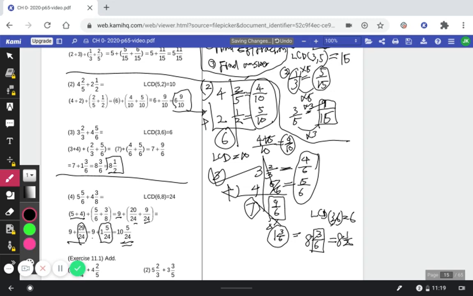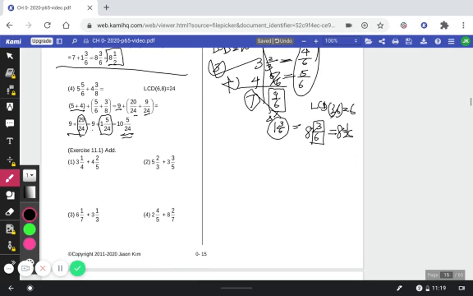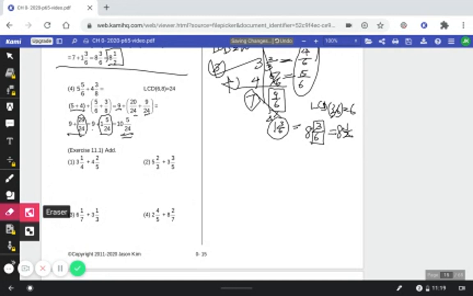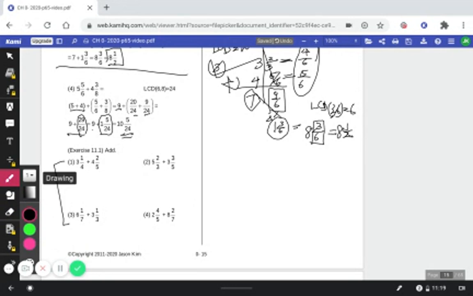So now only practice makes it perfect. I want you guys to try this exercise on your own. So pause the video now, do the exercise, and check your answer with the answer key at the bottom of each section. Okay. Pause the video and do the work, please.